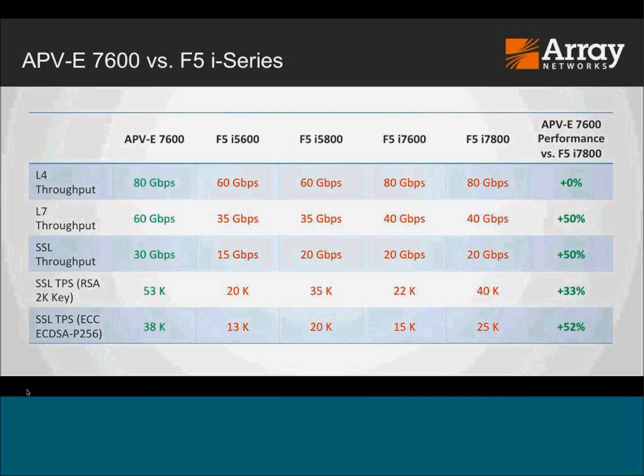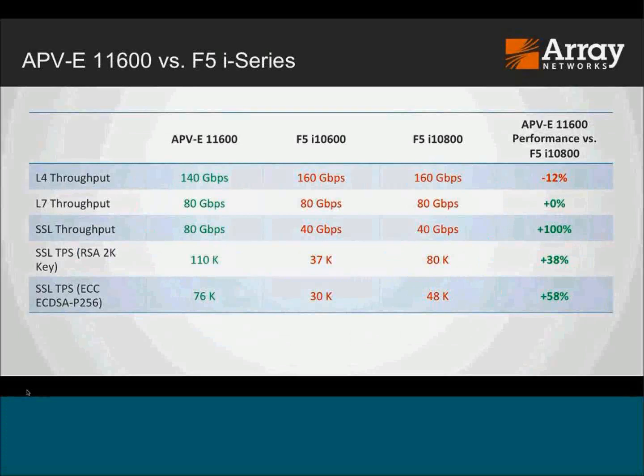But as you can see here, for ECC SSL transactions per second versus the F5 product, we're delivering 50% more transactions per second, right? And if you think, when we're talking about these high-end products, that means if vendor A did 100,000, we're doing 150,000. That's 50,000 more, so it's significant, right?